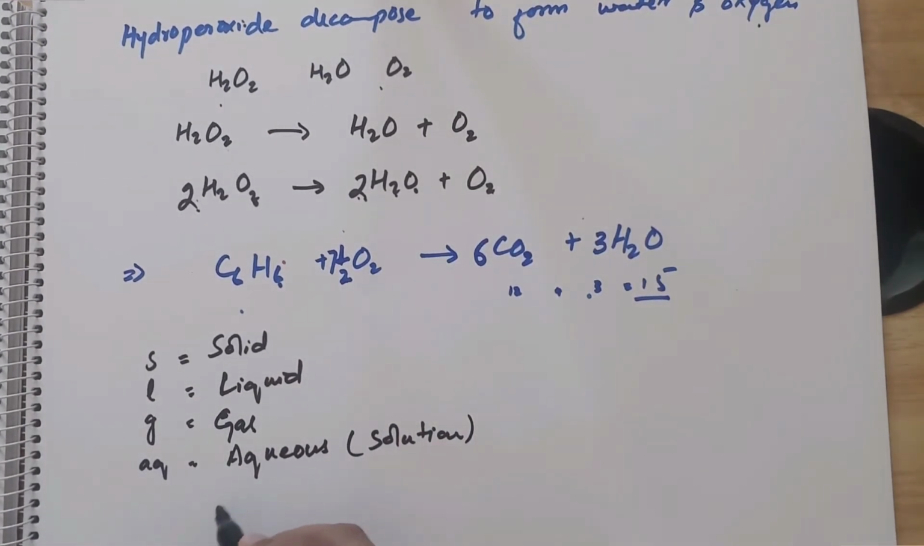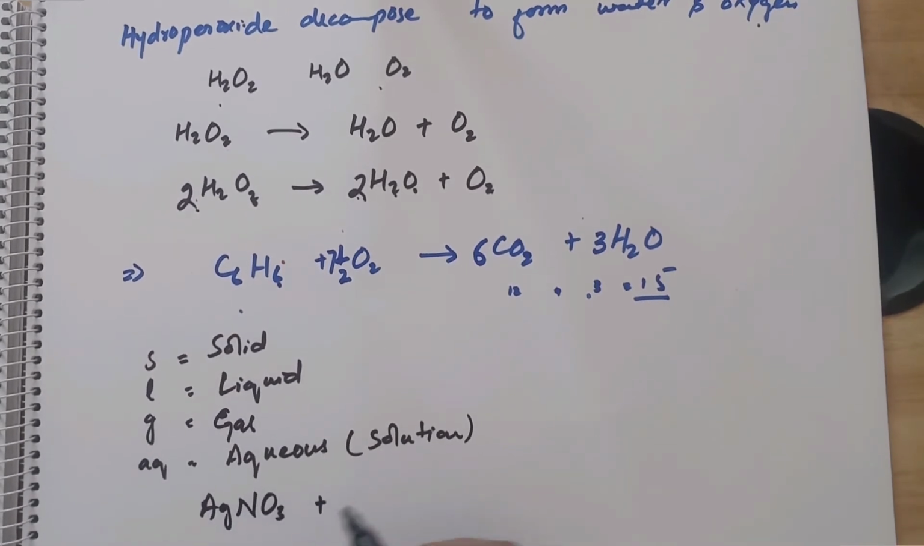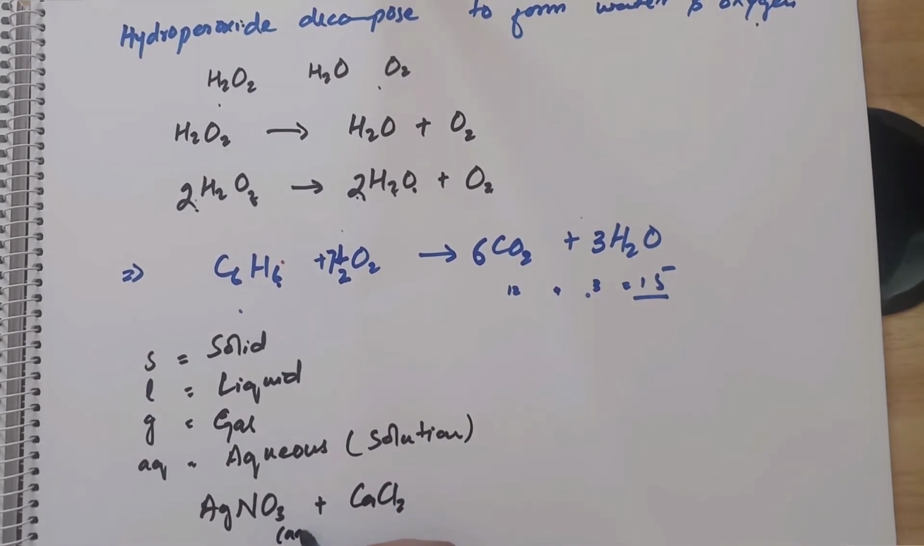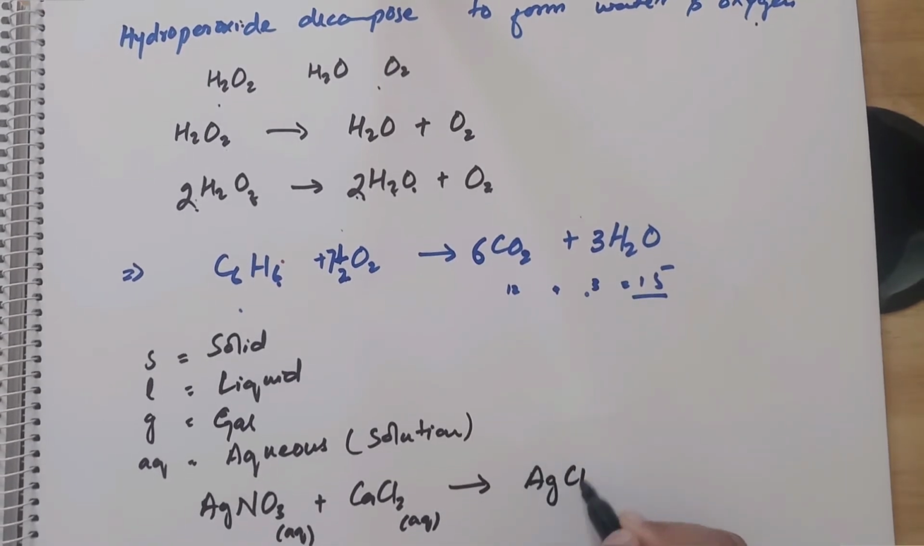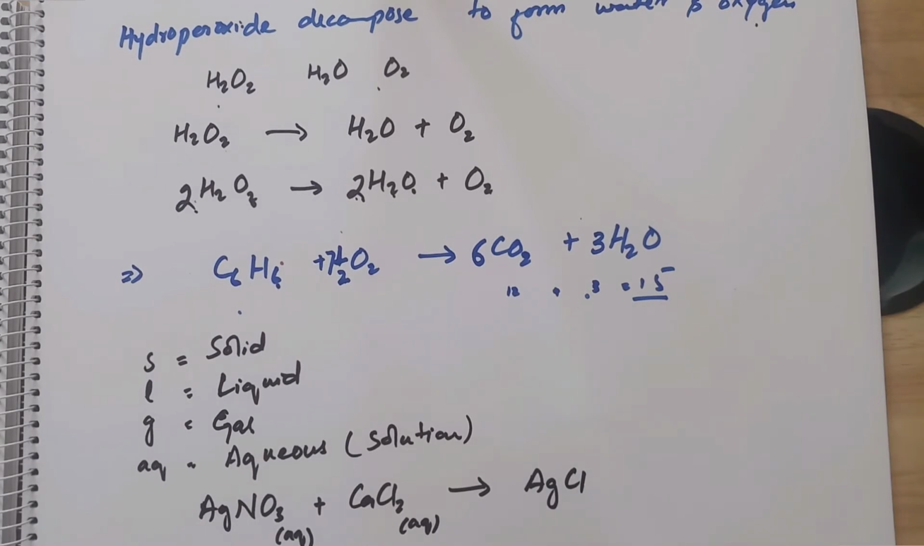So for example, an equation is the solution of silver nitrate and calcium chloride. Solution means that they are dissolved in water, so they will form an aqueous solution. So silver nitrate, that is AgNO3, and calcium chloride, that is CaCl2, as they are solution-making substances, they will be aqueous. Is it clear? They combine together to form a precipitate of silver chloride, AgCl.